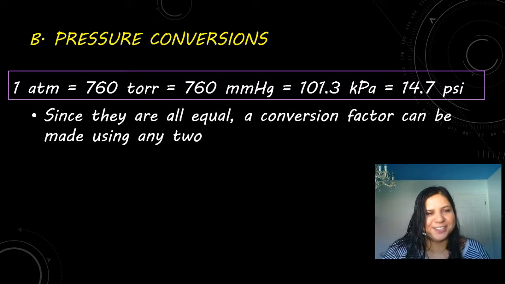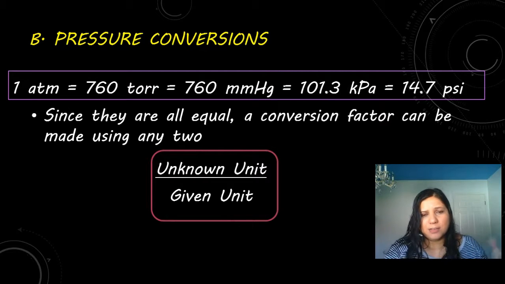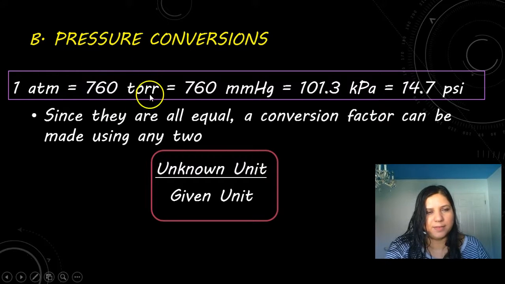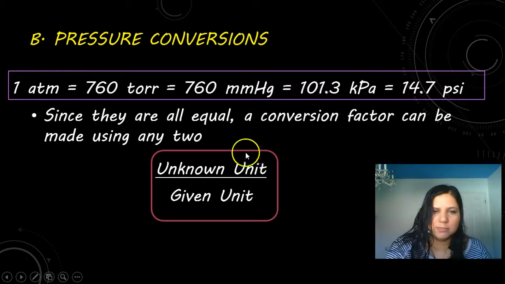All right, so here we go. Since these are all equal, we can make a conversion factor of any two of these. If we do that, all we do is put the unknown unit at the top and the given unit on the bottom, and we put whatever number they come with. So I could make a conversion factor of torr and psi by writing 760 torr, either on the top or the bottom, whichever way I need to cancel units, and then 14.7 psi on the other side.